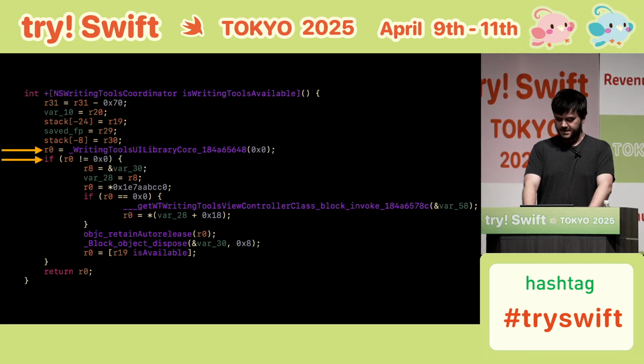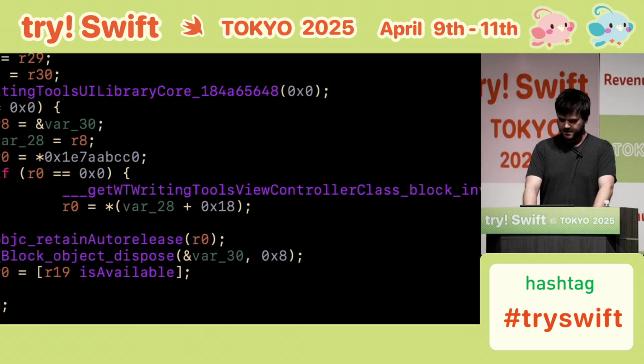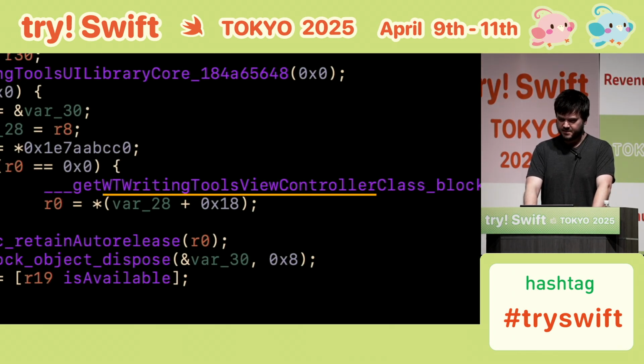It then calls this, let me take a breath here, get_WTWritingToolsViewControllerClass_block_invoke function. Whenever you see a disassembled function with the block_invoke suffix, that means it's an Objective-C block. So parsing the name of that block_invoke function, we can clearly see the name of another Objective-C class, WTWritingToolsViewController.